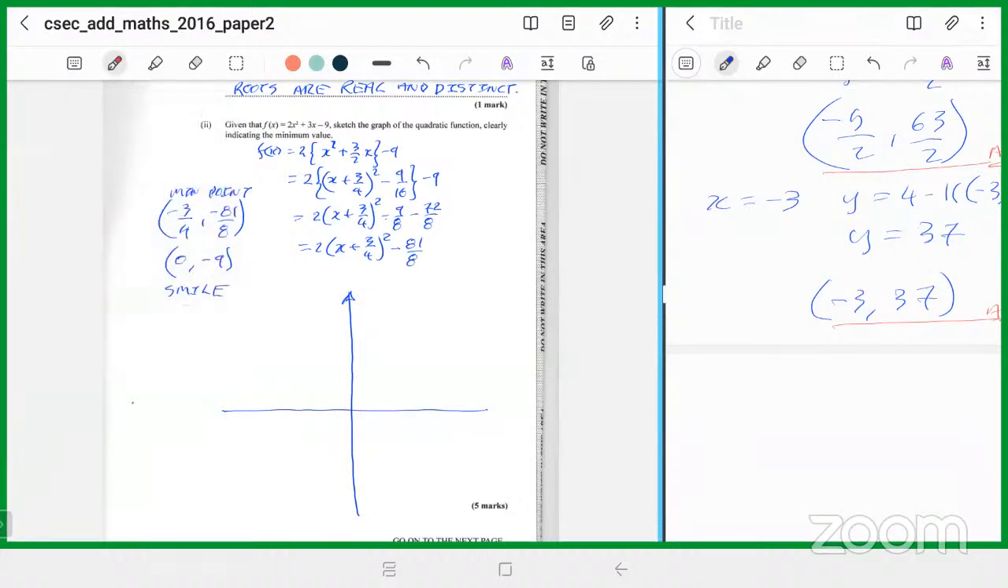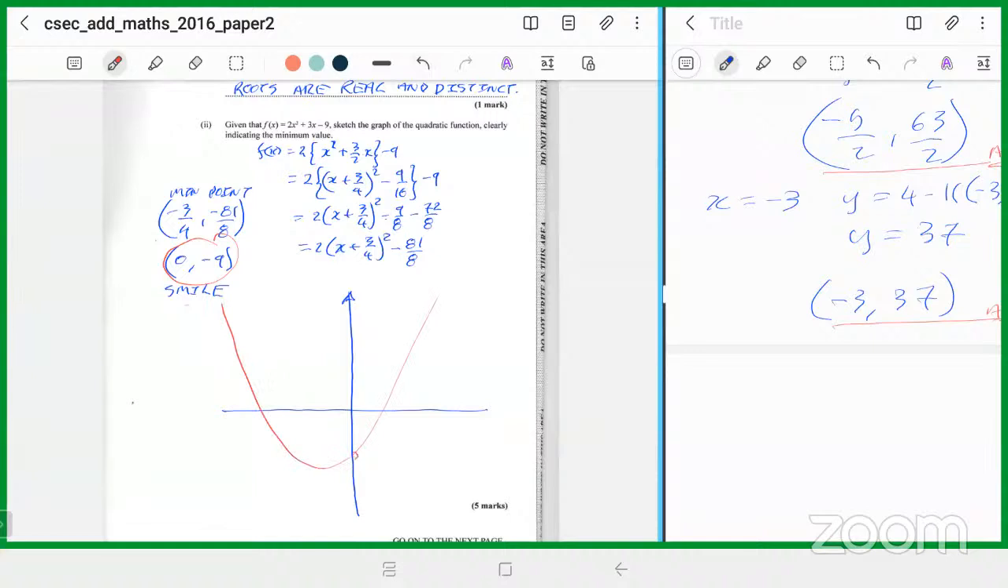So this point will be in this quadrant down here. Negative 3 over 4 and negative 81 over 8 will be somewhere in this quadrant over this side, so turn somewhere down here. And then this point will be somewhere down on the y-axis, (0, -9). And the graph has a smile shape. So we're just doing a sketch and putting on those values. We're going to turn it here, something like that.